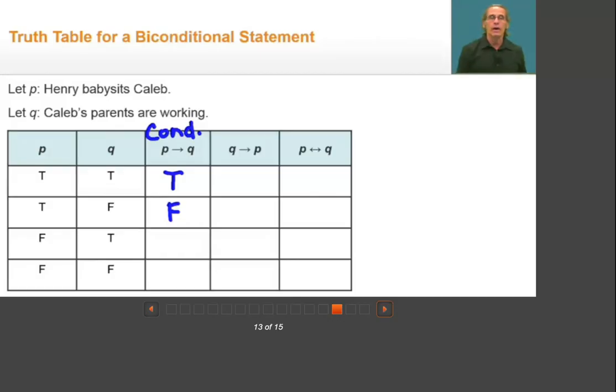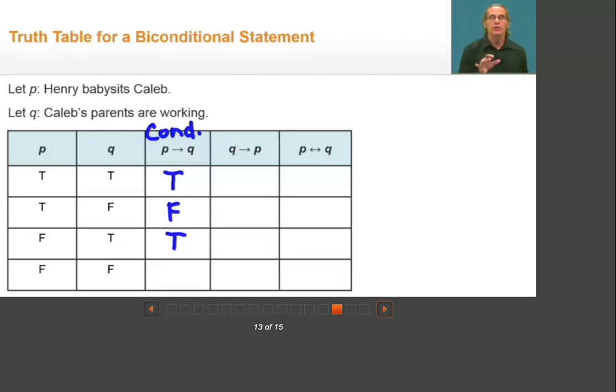Go to the third row and we see when P is false and Q is true. Now, this is just a little bit difficult to grasp at first because we commonly think that P causes Q. But in logic, it's not necessarily the case. In logic, the conditional statement is true because the conclusion is true. It's like saying if Henry is not babysitting Caleb, Caleb's parents could still be working. Maybe Caleb has a different babysitter. But what matters is that the conclusion itself is true. And so therefore the conditional is true.